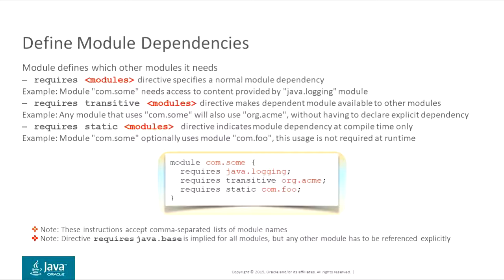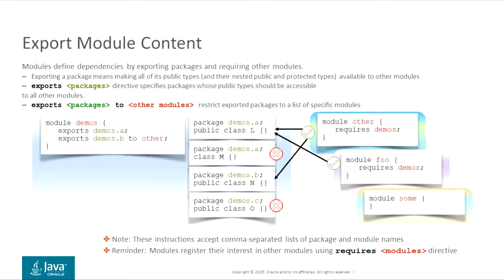So there you go. Of course, required directives, as well as other directives here, could have a comma-separated list. So you could just say requires that module, comma, that module, etc. Now, how do you expose content of one module to others? That's done with export directives.